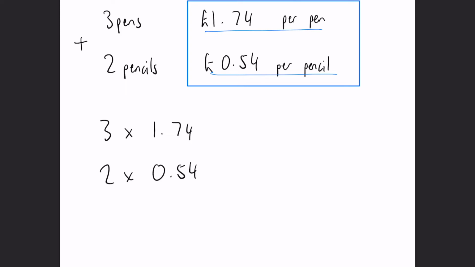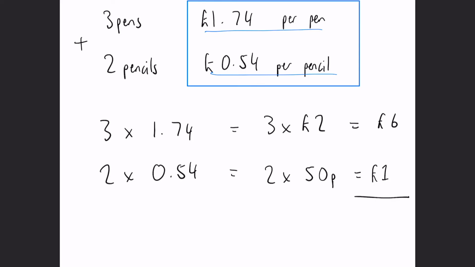So what we can actually do is convert that into 3 times the £1.74, we can round up to £2, which makes it a lot easier. And the 2 times 54p, well, we can just do 50p. And all of a sudden we get £6 on the pens and £1 on the pencils, and then we just add those together. Overall it's going to be £7.